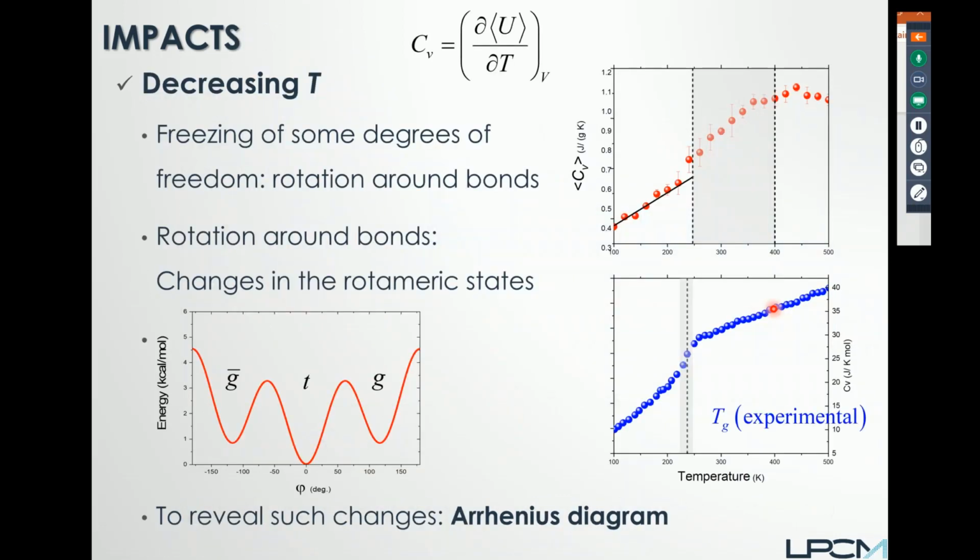So we wanted to know what are the reasons for that. As I told you, since you have the Cv, we can see the freezing of some degrees of freedom, and these are the rotations around bonds. Okay. And for the rotations around bonds, you see the potential energy with respect to the dihedral angle. So you go from what we call the rotameric states, trans, minus gauche, or gauche. To reveal such changes we compute an Arrhenius diagram. How do we do that? Look at that.